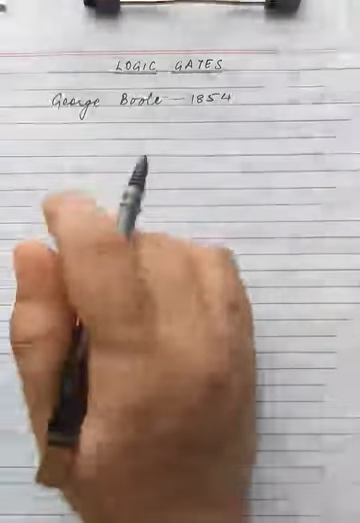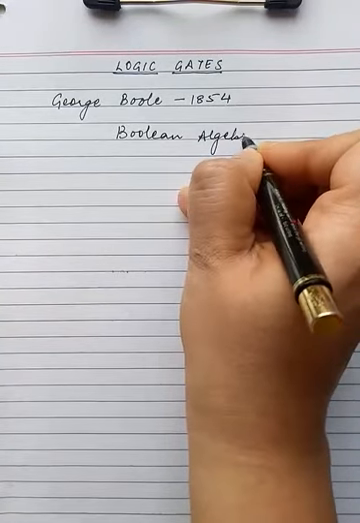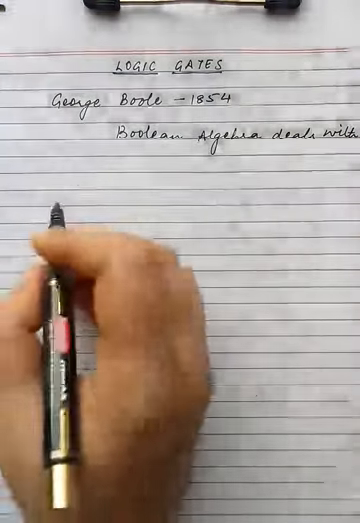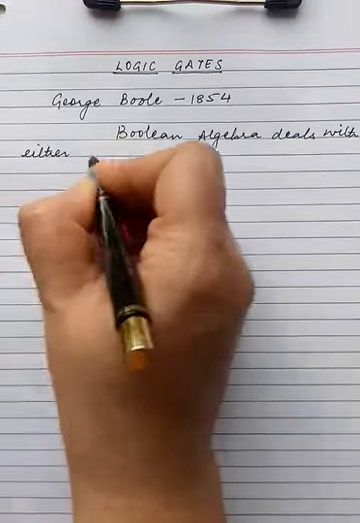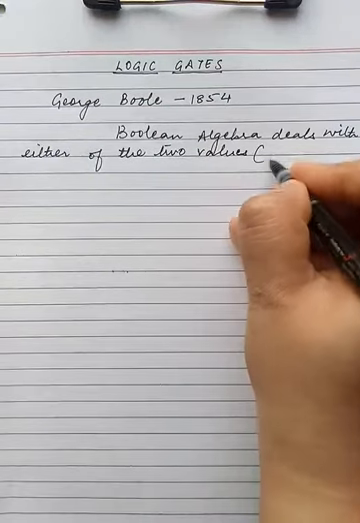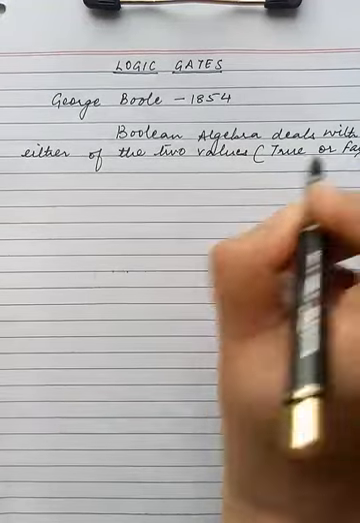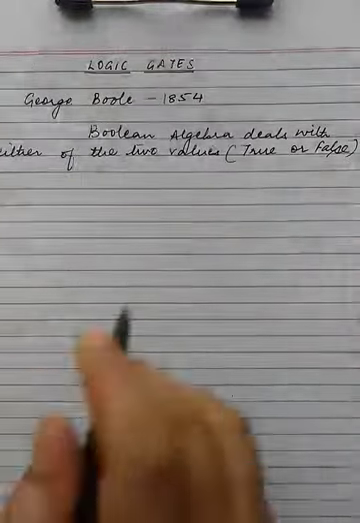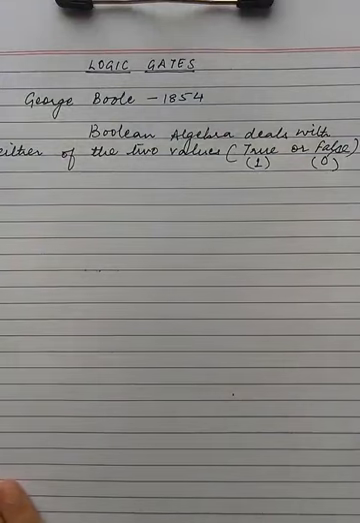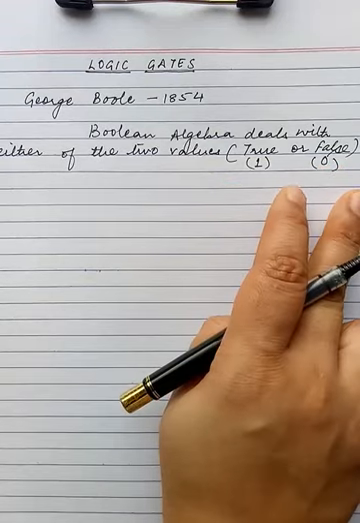Now, Boolean algebra deals with either of the two values: true or false. True is represented by 1 and false is represented by 0. So Boolean algebra is basically which deals with two values, 0 and 1.